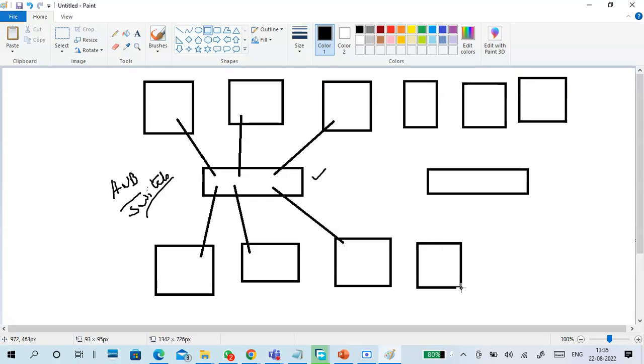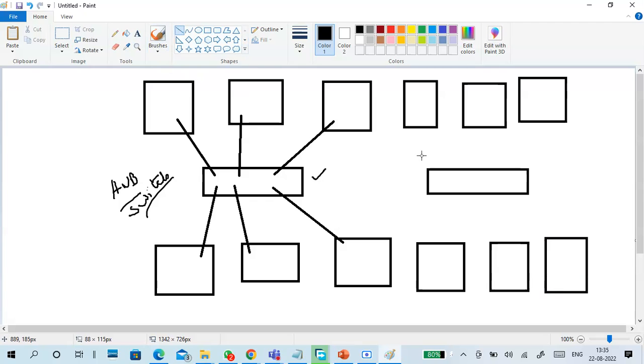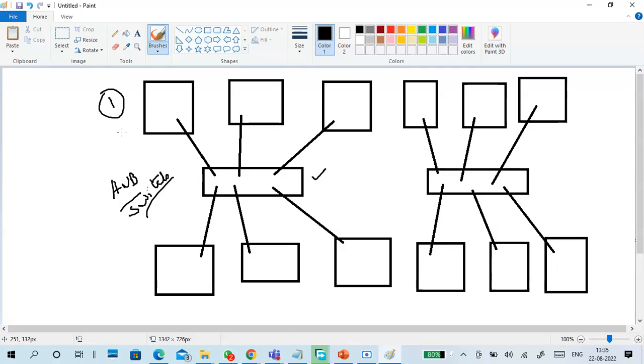So what I will do is buy another switch and connect some other devices to that switch like this. The first one is network one, one segment. Remember this: one network means one segment. This is the second segment. Segment number one, segment number two. Two segments, two networks.